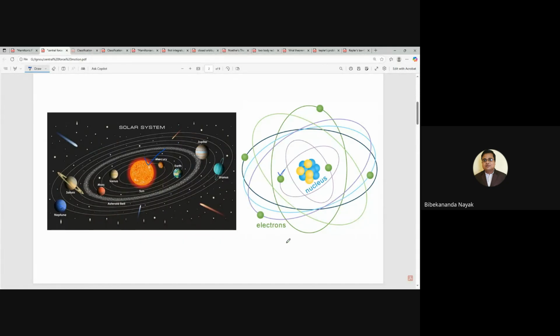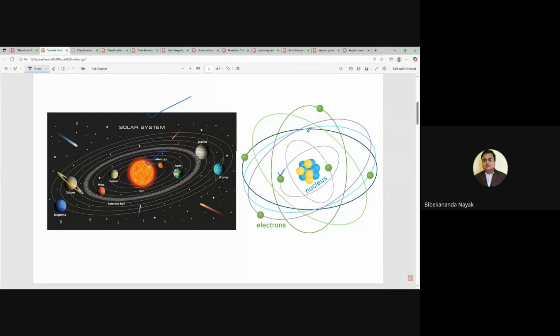What is the similarity between these two? Which force is responsible for the rotation of planets around the sun? Centripetal force. What is the origin of that force? That force's magnitude is equal to the centripetal force, as it is rotating in a circle. That is a gravitational force, and that gravitational force is equal to the centripetal force.